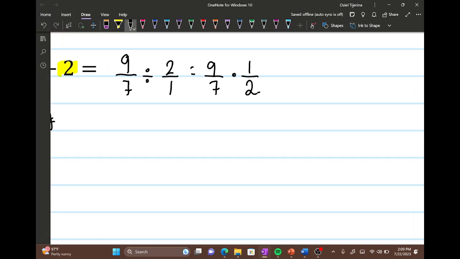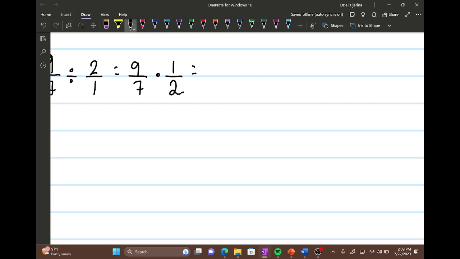So if we do that, we just multiply across because there's nothing that can cancel out here. I mean, if you try to factor these numbers, there will be nothing that'll cancel. So we can just say that this is equal to 9, and 7 times 2 is 14. So this is our answer for that one.